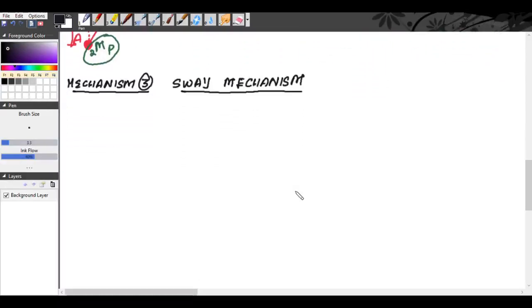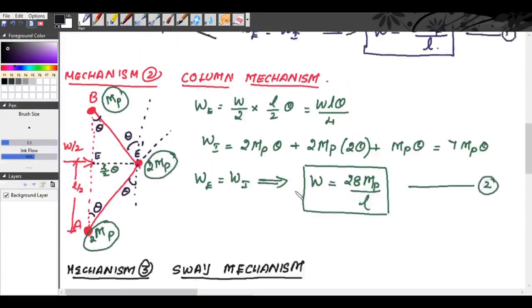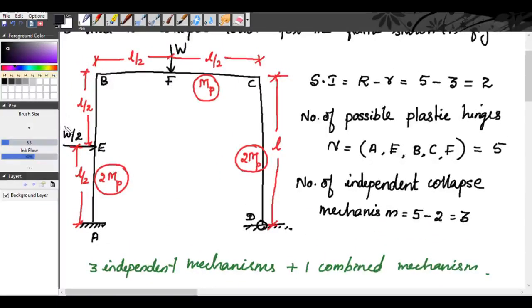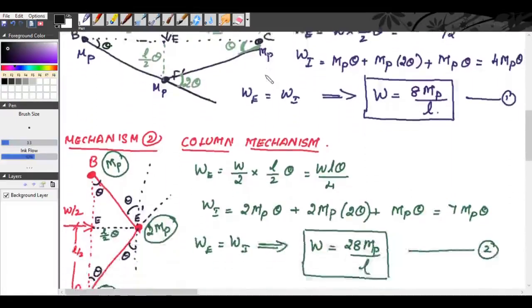So what do you mean by sway mechanism? I told you earlier. There will be a sway because of this horizontal load W by 2. So this frame A, B, C, D will be subjected to horizontal deflection towards the right. This frame BC will be shifted towards the right. There will be hinges forming at A, B and C. That is called sway mechanism. Okay, so now we will draw the sway mechanism.